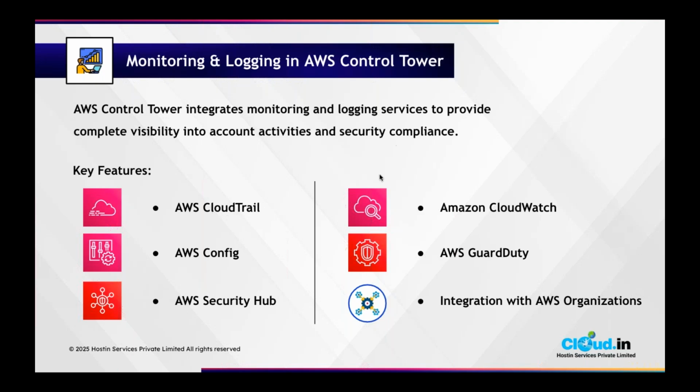And the last but not the least is integration with AWS Organizations. A big advantage of AWS Control Tower is that it works with AWS Organizations. So all your security and logging data is centrally managed. There is no more logging into multiple AWS accounts to check logs. Everything flows into a centralized logging bucket or security dashboard.